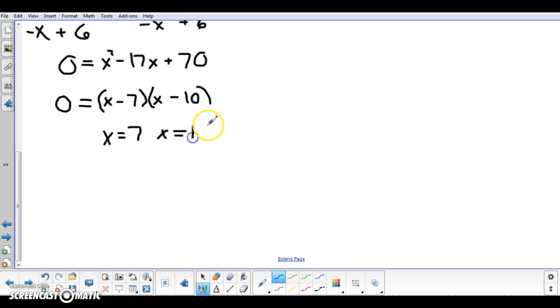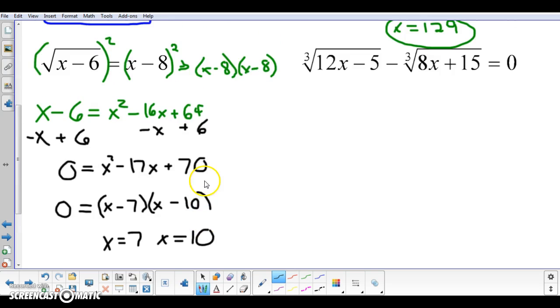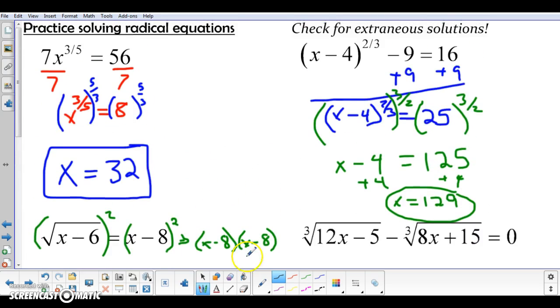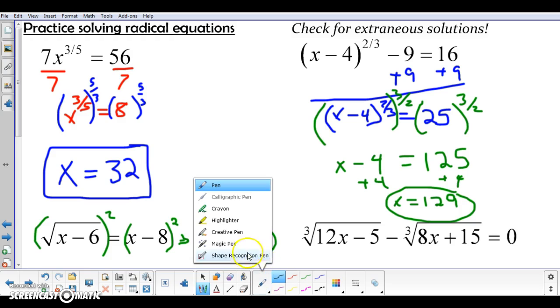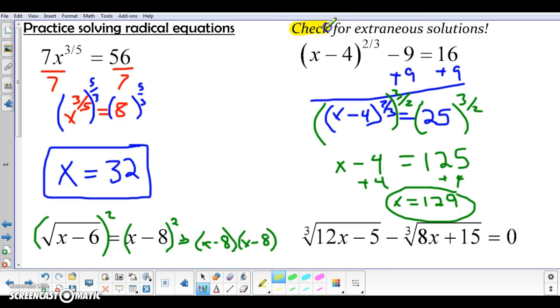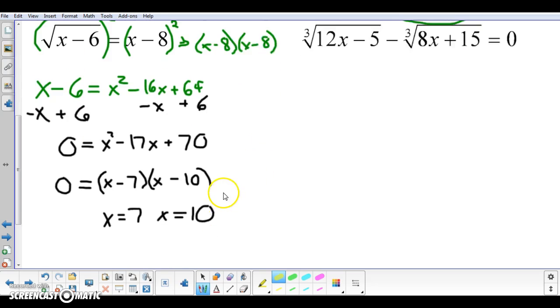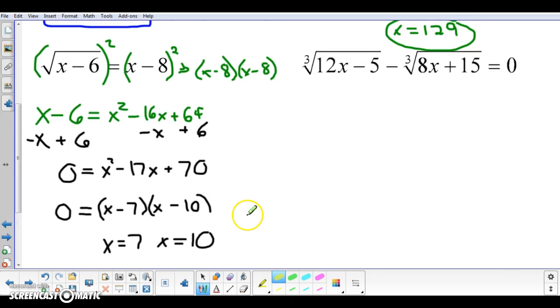You can plug it back in. Now, I say you can plug it back in, but we really need to because of this little thing way up in the top corner which says check for extraneous solutions. Sometimes, because of the way that square roots and cube roots work, especially square roots, sometimes we get answers algebraically that should make sense, but when we plug them back in, they don't actually work. So let's plug them in each at a time. Let's plug in 10 first.